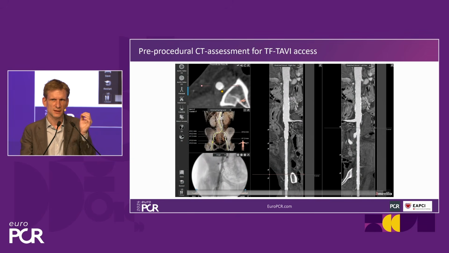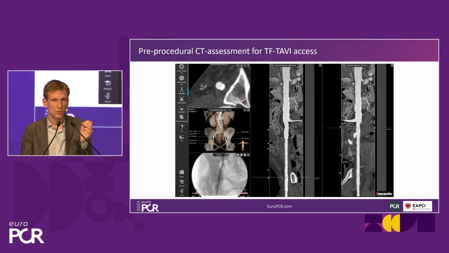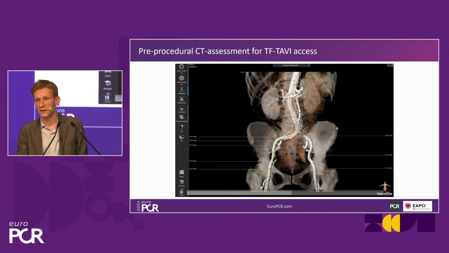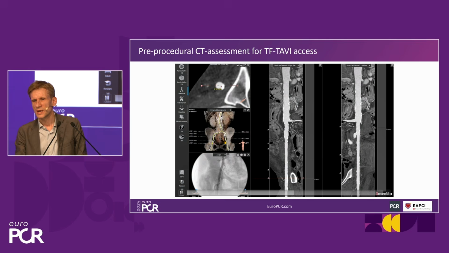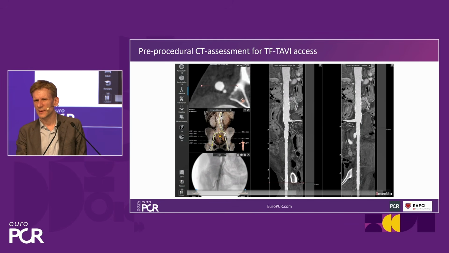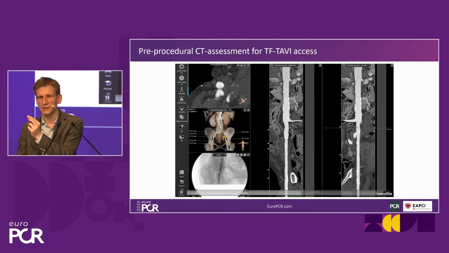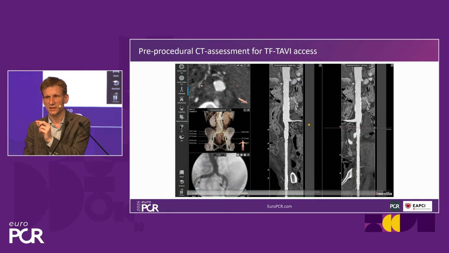I want to find a calcium-free spot, which is in the zone of the femur head, and which is still a centimeter minimum above the femoral bifurcation. So on the right side, I'm not super happy. There is some calcium-free spot, but immediately above my puncture site, there is circumferential 360-degree calcium. So I also inspect the left side.